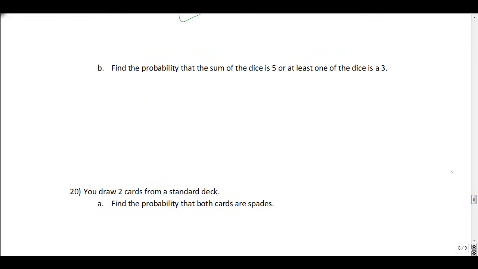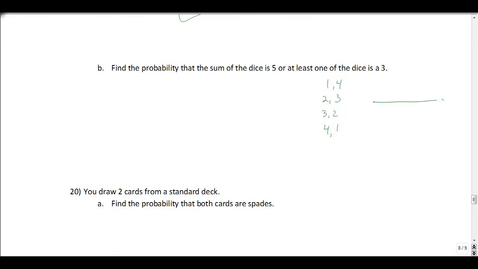Next one, find the probability the sum of the dice is 5, or at least one of the dice is a 3. So what we could do here, the sum of the dice is a 5. Well, that gets a little bit messy here. It could be 1 and 4, 2 and 3, let's just write it out, 3 and 2, 4 and 1, and then at least one of the dice is a 3.